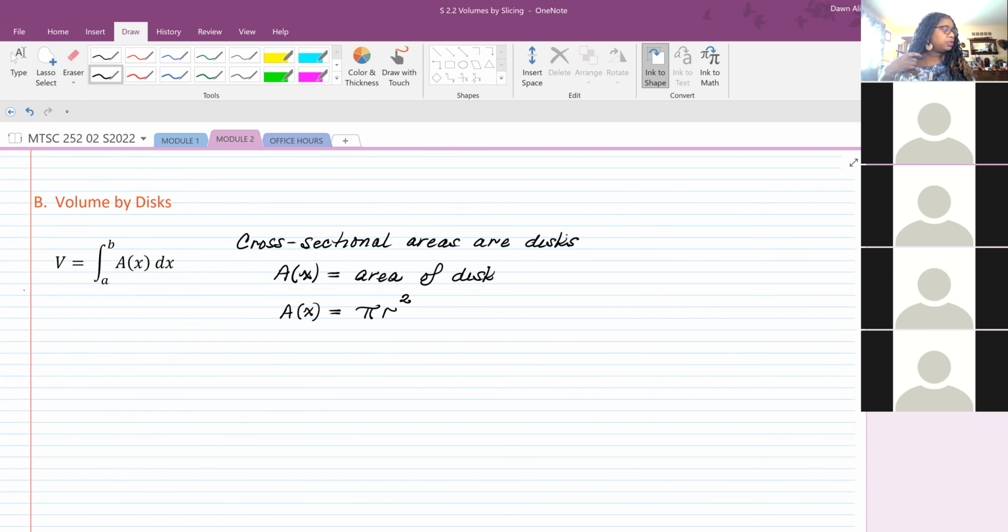Okay. So we're going to revolve about the x-axis a region to make a solid.